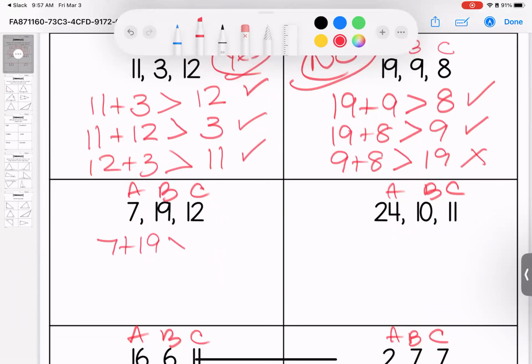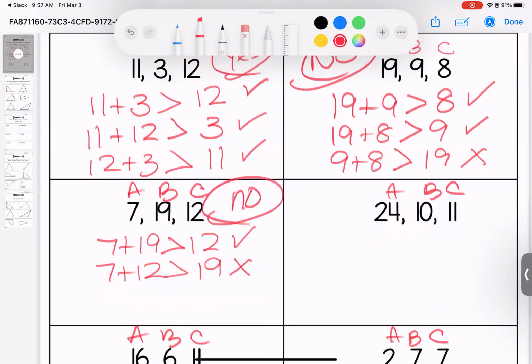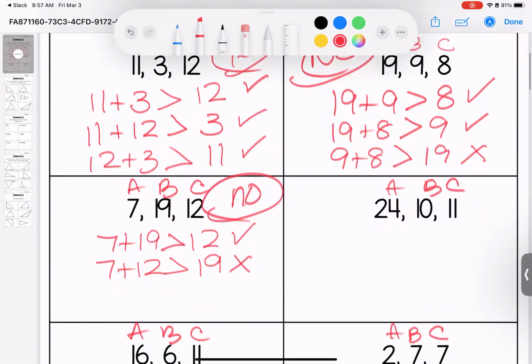7 plus 19 is greater than 12. Yes. 7 plus 12 is greater than 19. No, they are a match. 7 and 12 is 19. So no, this one will not make a triangle.